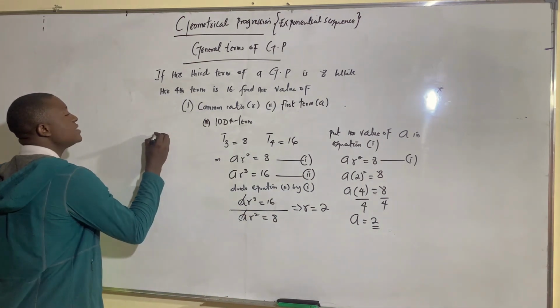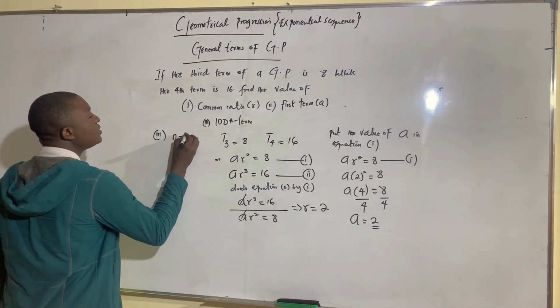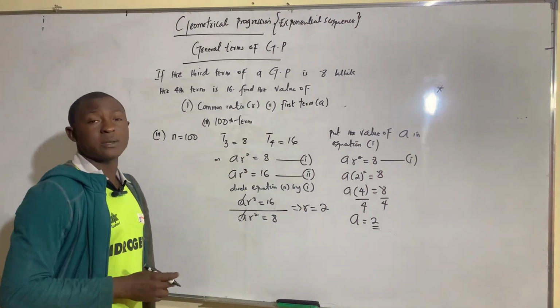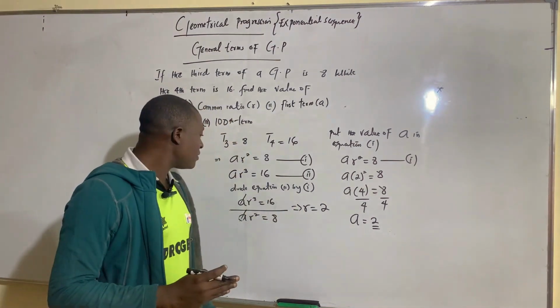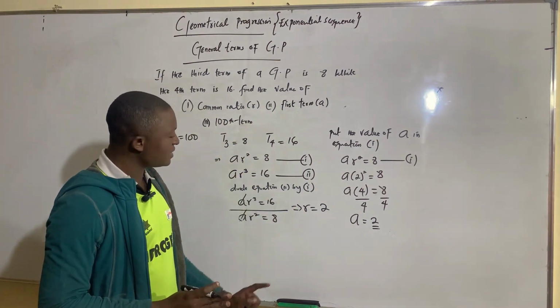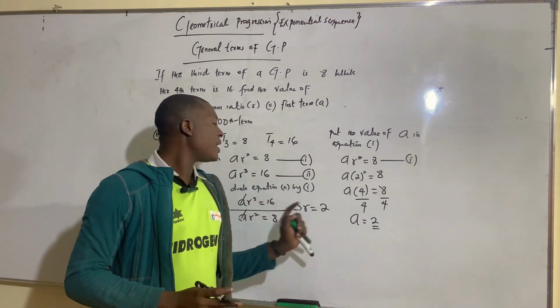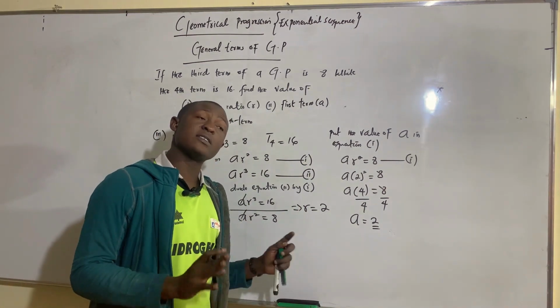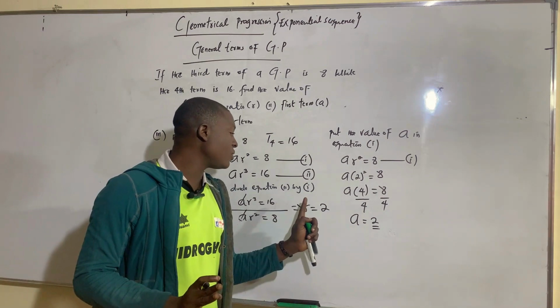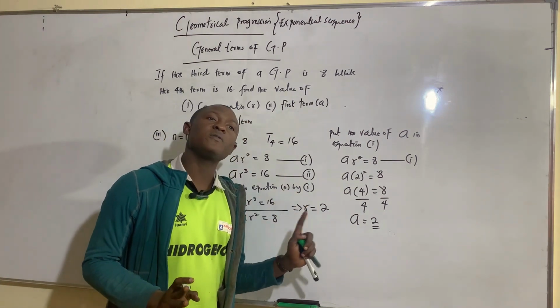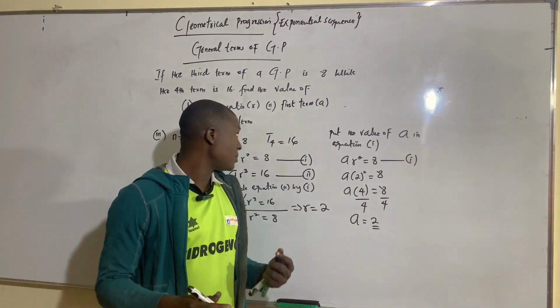So I was asked to find the third one. We have to find the 100th term, meaning the number of terms is 100. What makes our problem easier here is that we have gotten A. At the same time, we have gotten the value of R. Those are the most important things here. We got the value of A, so we can make a simple substitution.